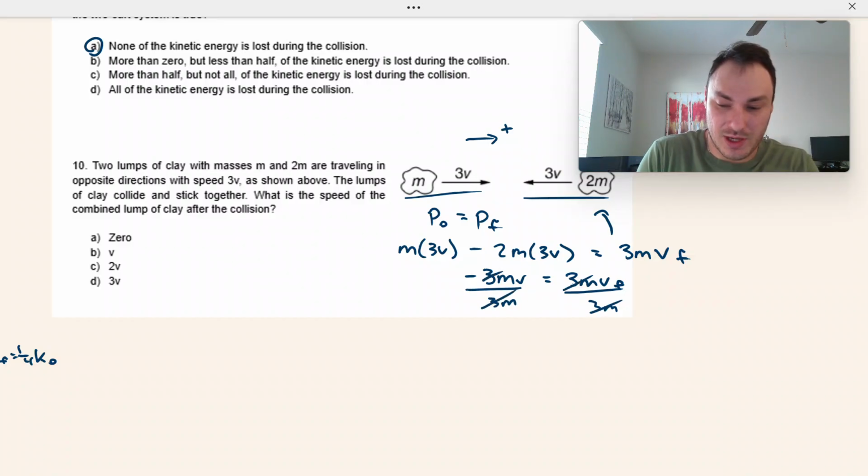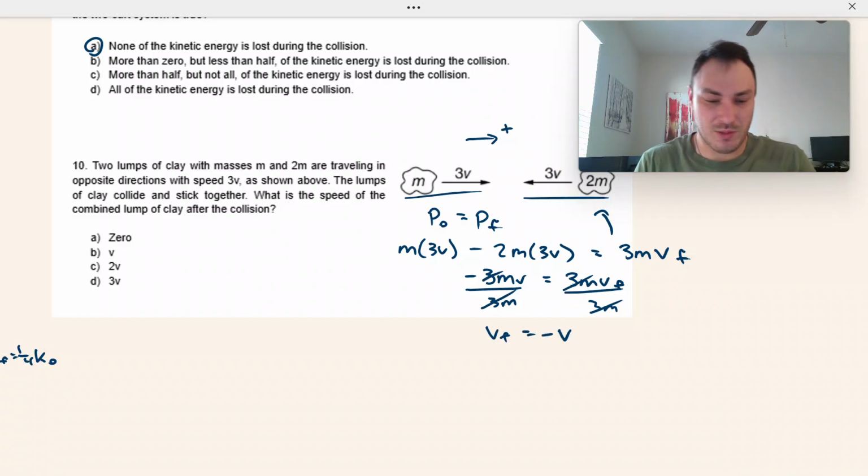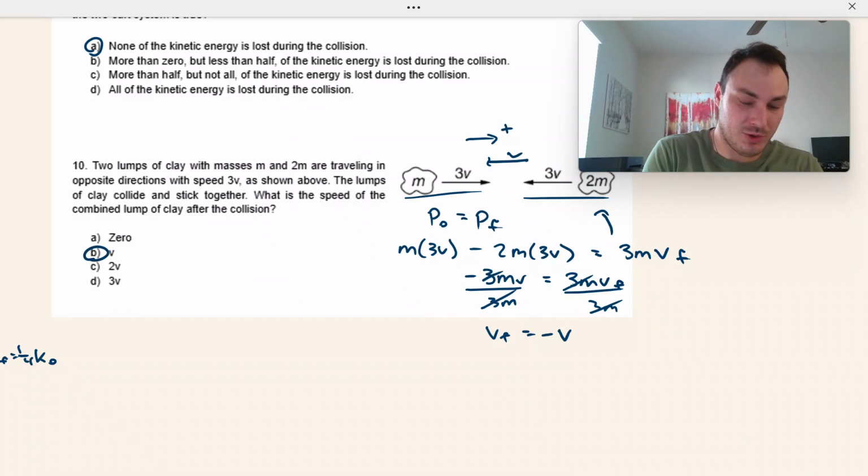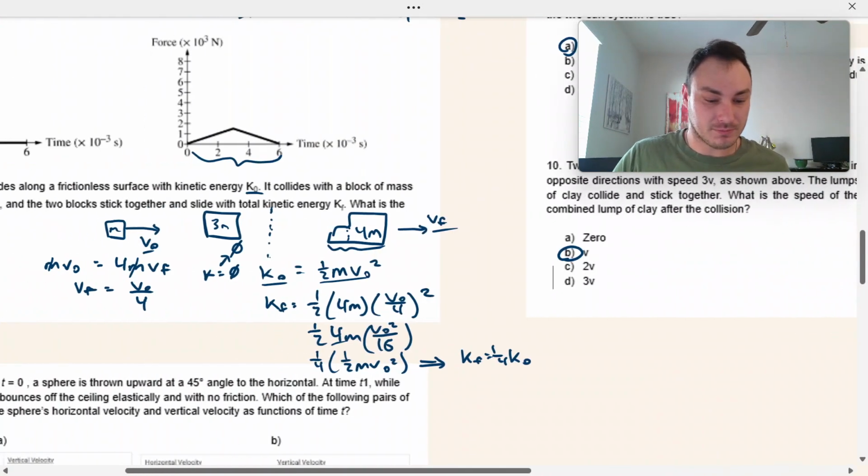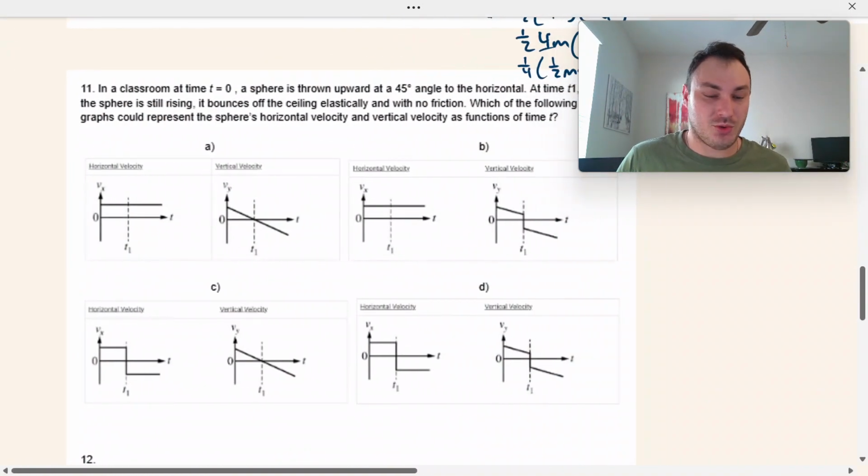Everything cancels, and we get v final is equal to negative v. So what that means is it's going to be moving with the speed of v in this direction, which is b. All right, one more multiple choice.